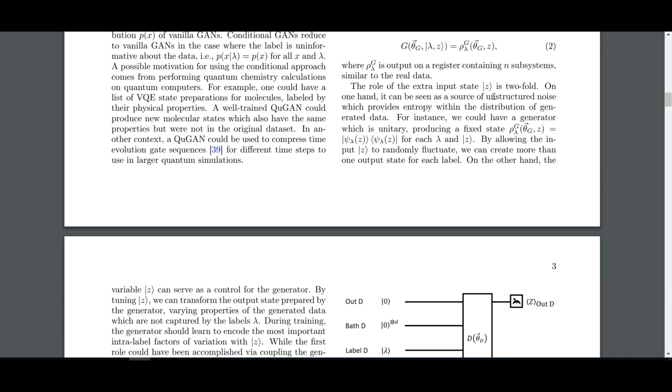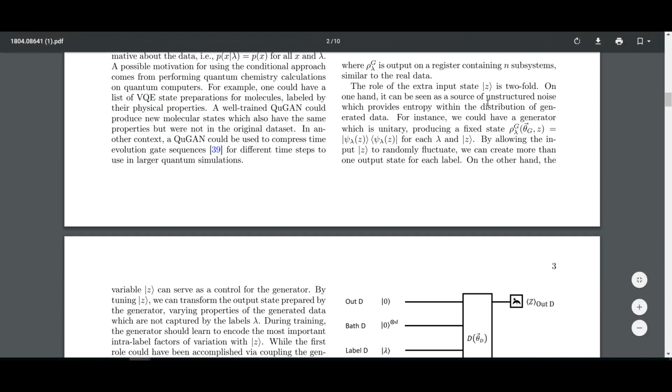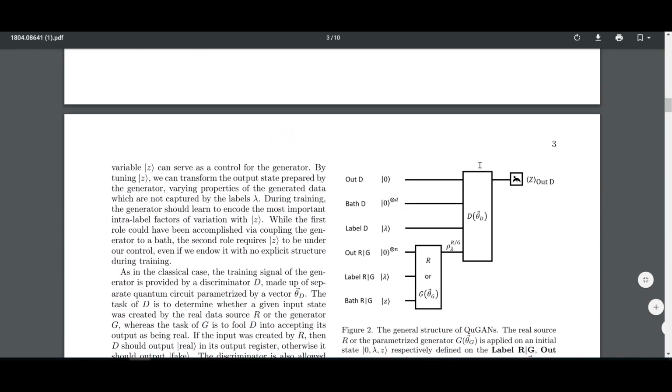The role of the extra state is twofold. On one hand, it can be seen as a source of unstructured noise, which powers entropy. For instance, we could have a generator which is unitary, producing a fixed state for each lambda and z. By allowing the input z to randomly fluctuate, we can create more than one output state for each label. On the other hand, the variable z can serve as a control for the generator.